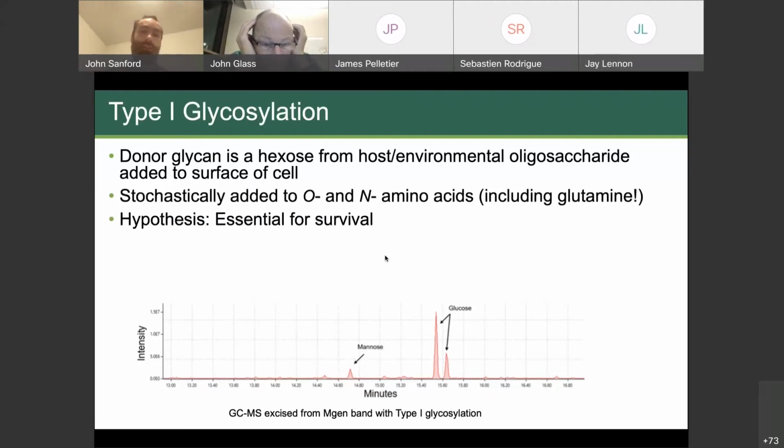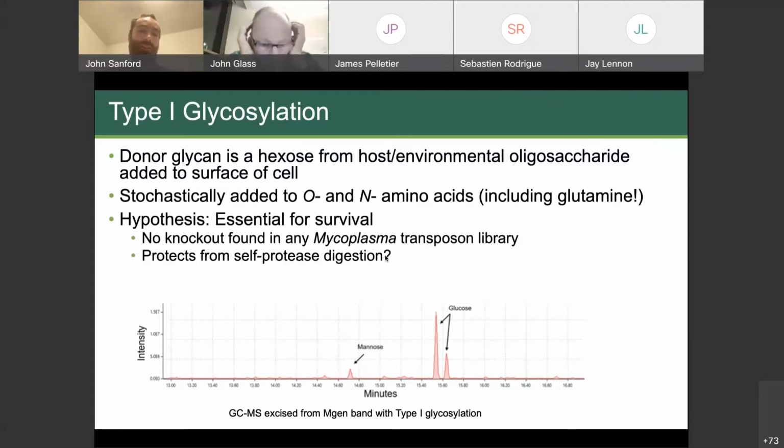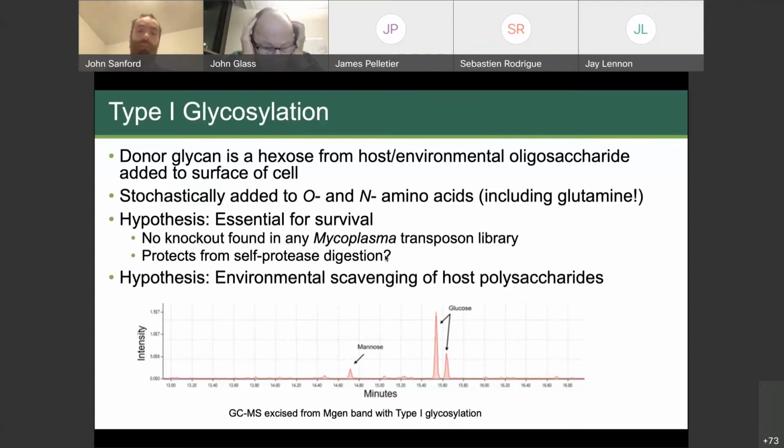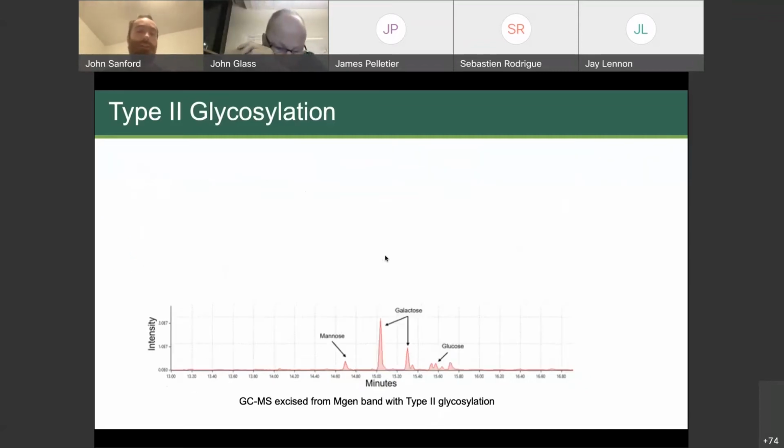We believe that this is an essential process for survival because we haven't been able to knock this out in any transposon library. And our current model for why that might be is that it could be protecting from protease digestion. And so ultimately, we think that this is coming just from a kind of scavenging of either your host or environmental polysaccharide, as I mentioned.